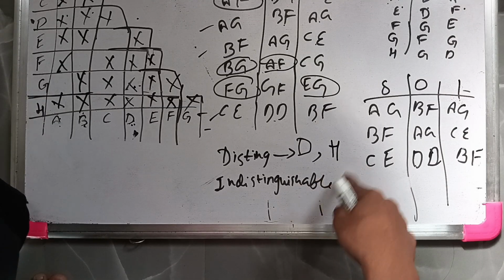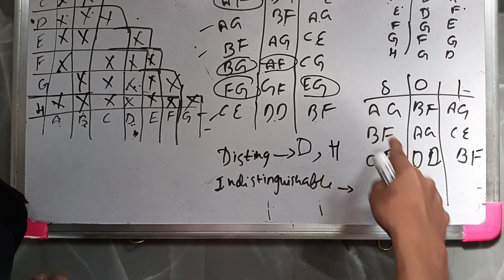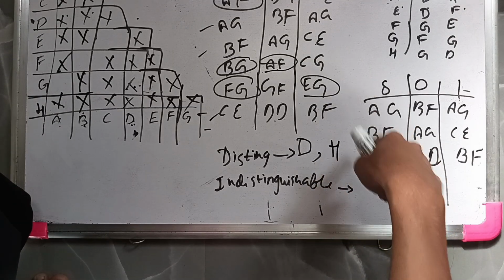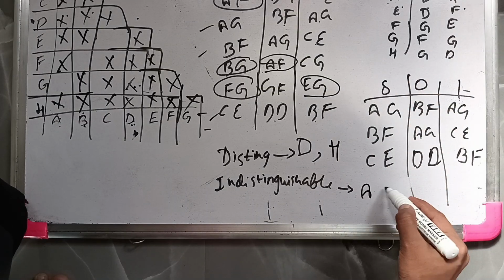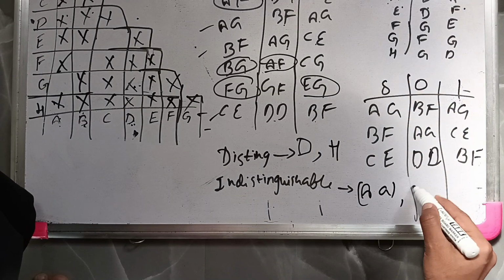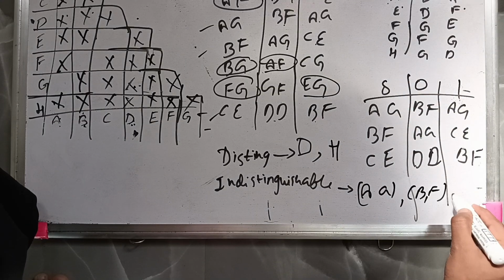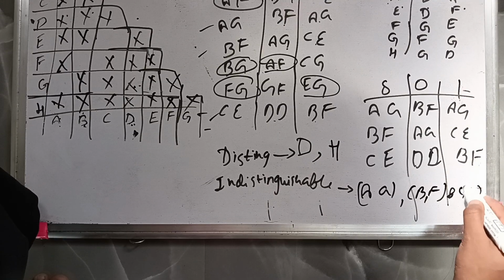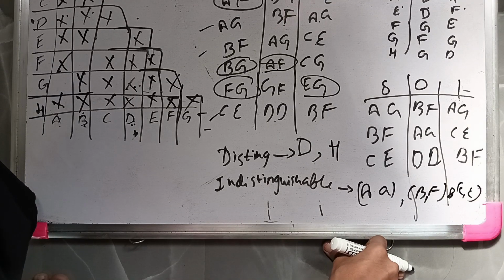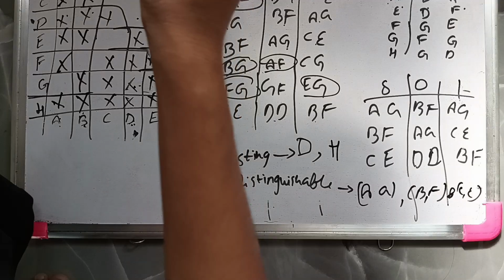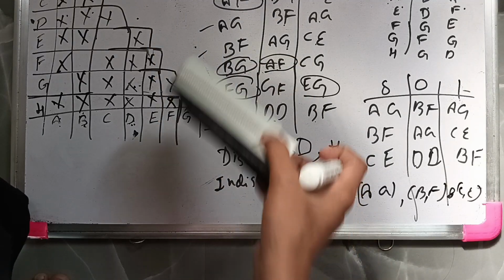And what about the indistinguishable ones? The remaining states are AG, next BF and CE. AG, BF and CE are the indistinguishable states. Okay, after that we need to construct a transition table.